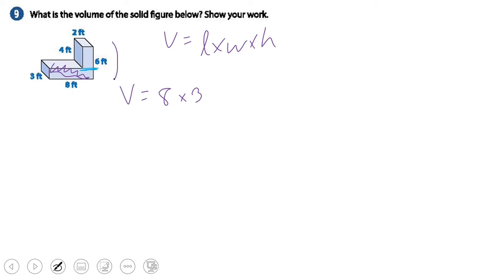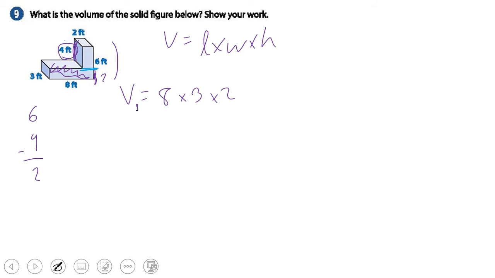And here's why. The entire thing of this side is 6 feet. The entire part of this side right here is only 4 feet. So I just need to find the difference, and that will tell me the height of this tiny section right here. So if I do 6 minus 4, that gives me 2. So I know the height here is 2. So 8 times 3 times 2 gives me the volume for our little volume 1.